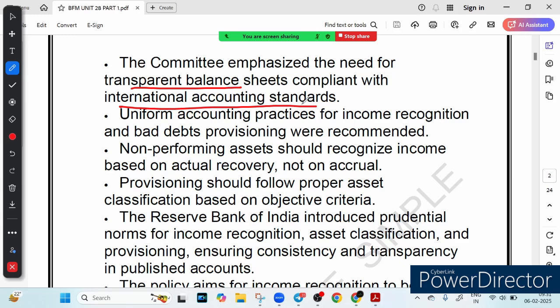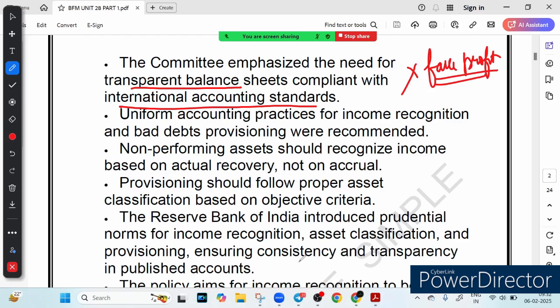Three goals were there. The first goal was no more fake profit. Earlier, banks used to show fake profit; now there is no more. The second is a uniform system to classify bad loans. The third is a proper rule on how much money banks should keep aside.